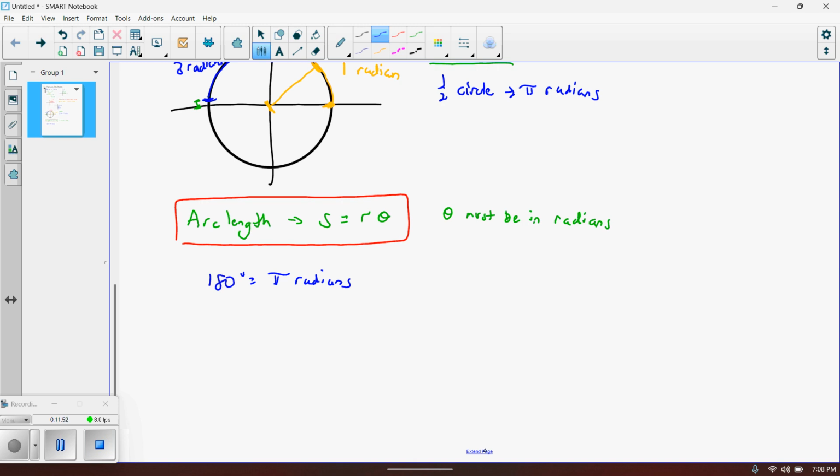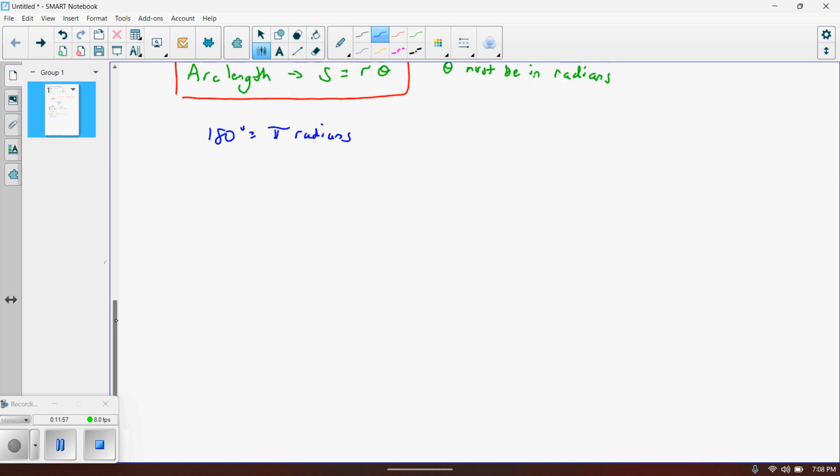So what we know is that 180 degrees and pi radians are the same thing. So what I'm going to do is set up a ratio of 180 over pi. Well, 180 is equivalent to a degree measure, so I would put a D on the top. And pi is equivalent to a radian measure, so I would put an R on the bottom. So it's just telling me that 180 is my degree, pi is my radian.